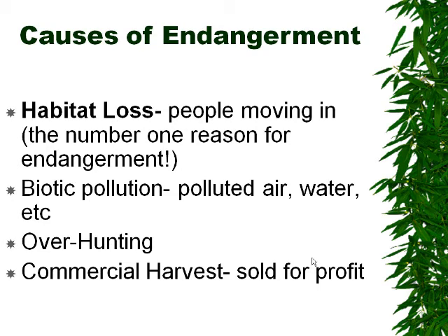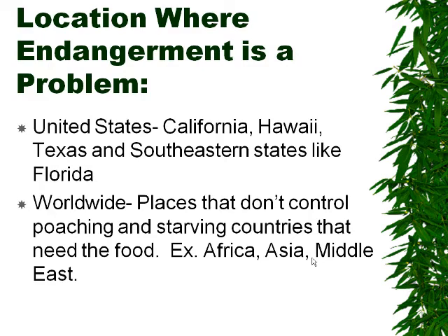Causes of endangerment: habitat loss. People are moving in and out, and so that's one of the biggest reasons that we're infringing on those ecosystems. The polluted air, polluted water, all of the pollution causes a loss of habitat as well for these animals. The overhunting, overharvest of individual species, the species that we eat, that we use for profit, all of those is a problem.